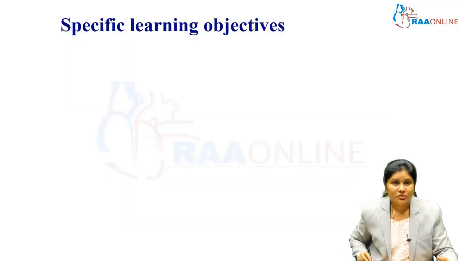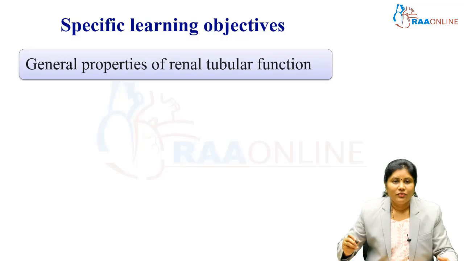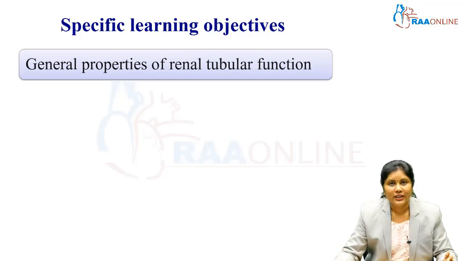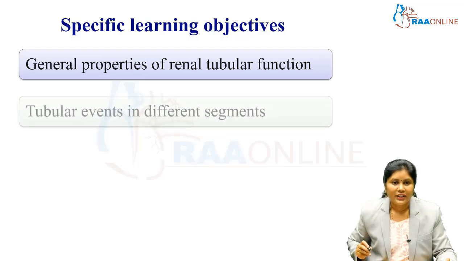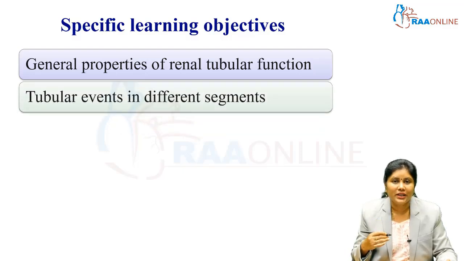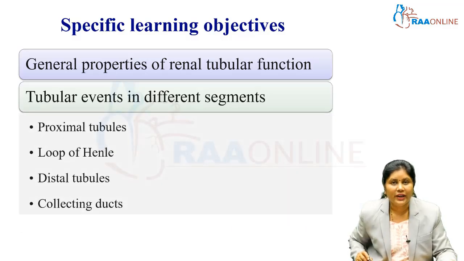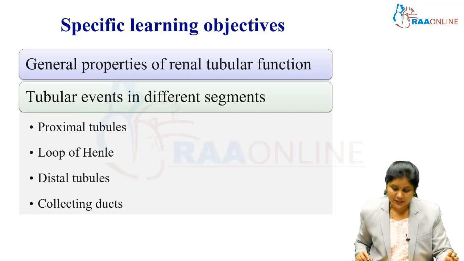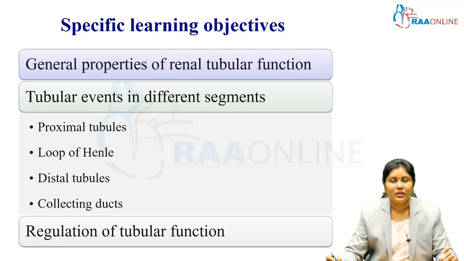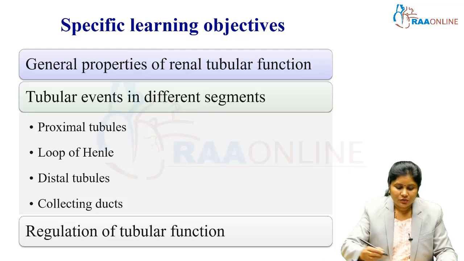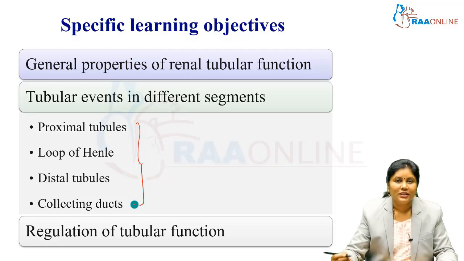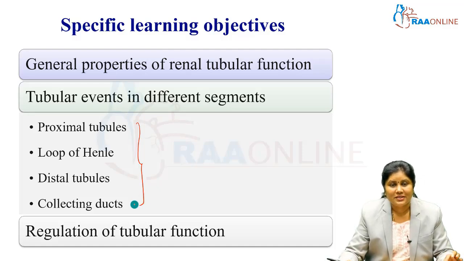The specific learning objectives of this session: we will be talking about the general principles of renal tubular functions, how the solutes and the water are getting transported, and what are the principles governing this transport. Then we will discuss the tubular events in each segment of the nephron, say proximal tubules, loop of Henle, distal tubules and the collecting ducts. Finally, we will see the regulation of tubular function. So this part will be dealt with in detail pertaining to each and every mechanism of solute reabsorption or secretion, whatever it may be.